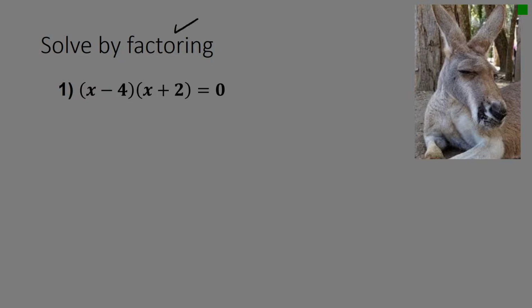So it is already factored. Solve by factoring, done. So now we're just going to take each one of our factors and set it equal to 0. Because remember, by the zero product property, if I'm multiplying something times something and I get 0, either A has to be 0 or B has to be 0. Otherwise, I can't get 0.